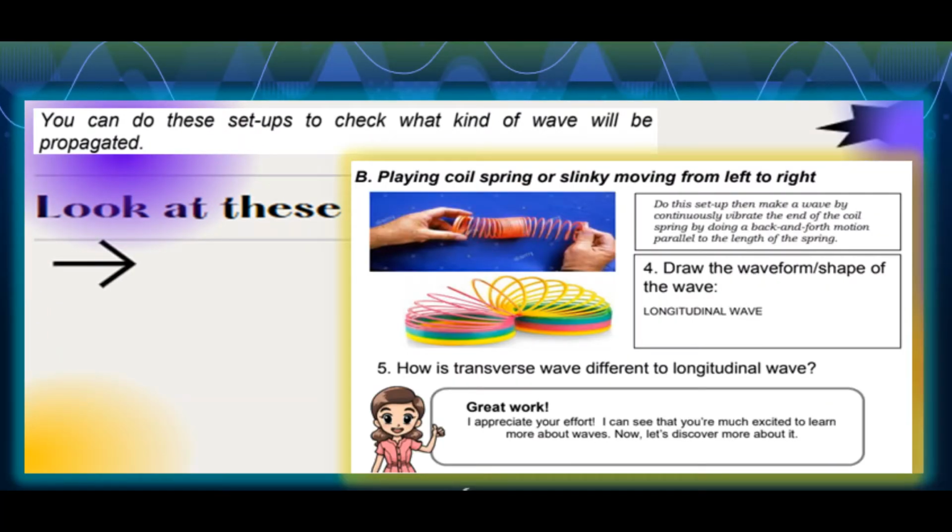For part B of Activity 1, play with a coil spring or slinky by moving it from left to right. Do the same setup, then make a wave by continuously vibrating the end of the coil spring, doing a back and forth motion parallel to the length of the spring. Then draw the waveform or shape of the wave.